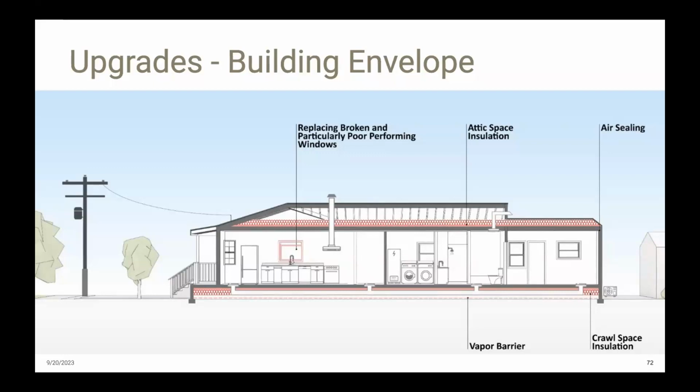So we chose to cut the wall insulation because it was complicated and costly, and to instead focus on the easier work of insulating attics, crawl spaces, and air sealing.